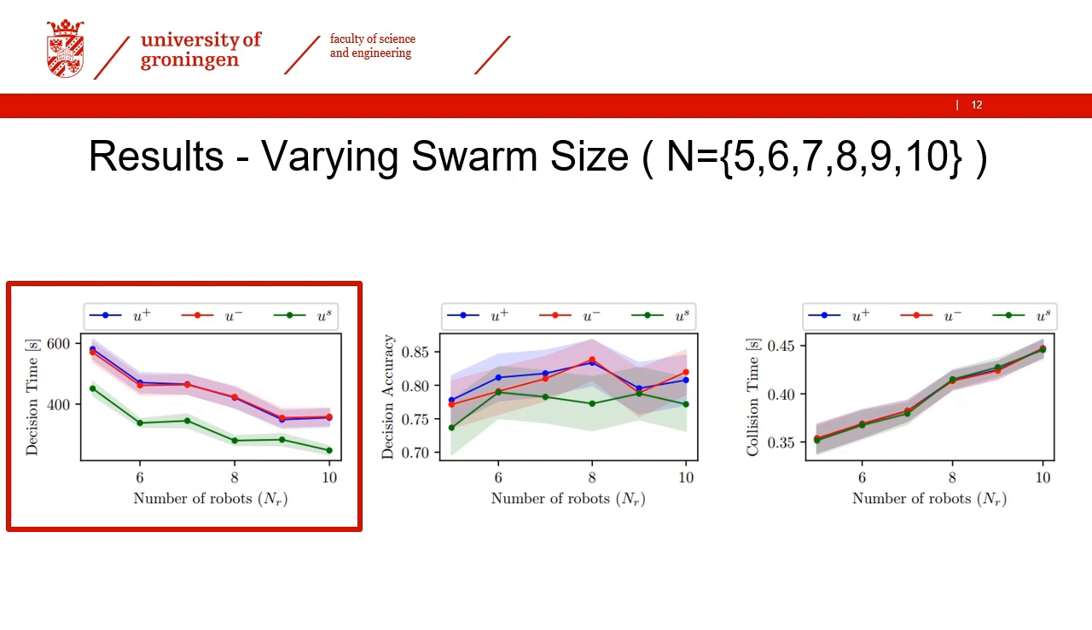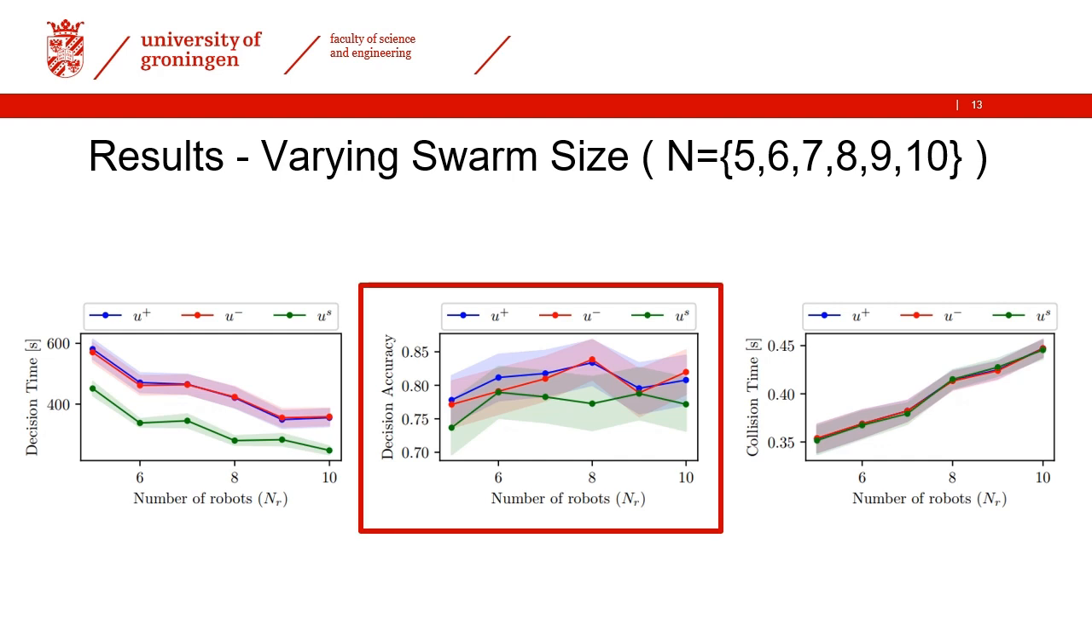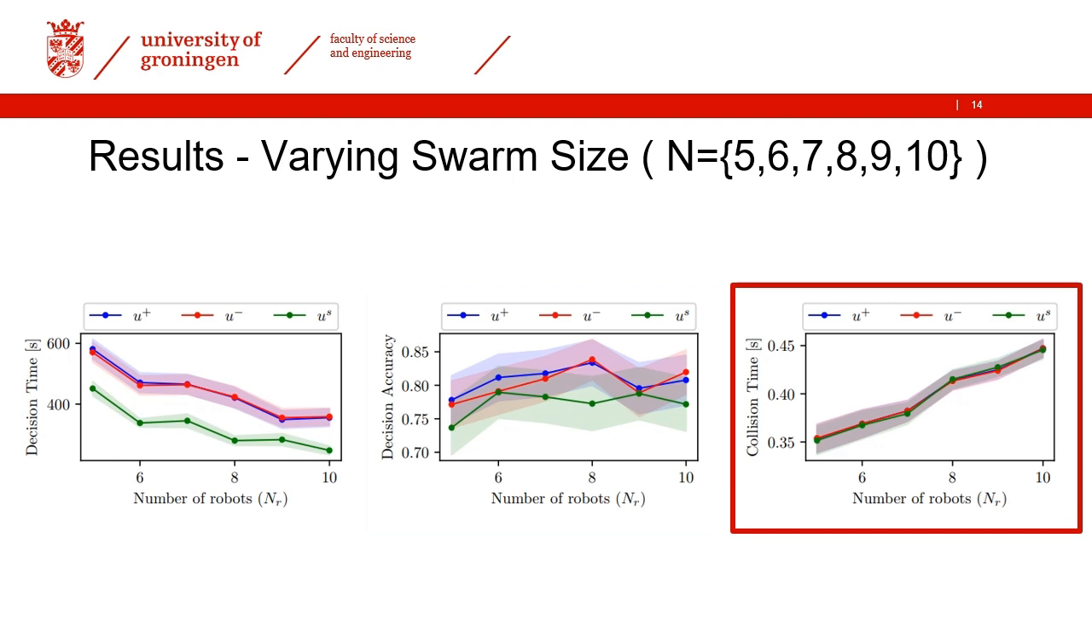What about increasing the swarm size? We see that decision times decrease with increasing the swarm size. However, decision accuracy does not grow proportional to the swarm size. We hypothesize that this is due to the increase in collision avoidance time when putting more robots on the surface. Increasing collision times might cause a lower quality sample.